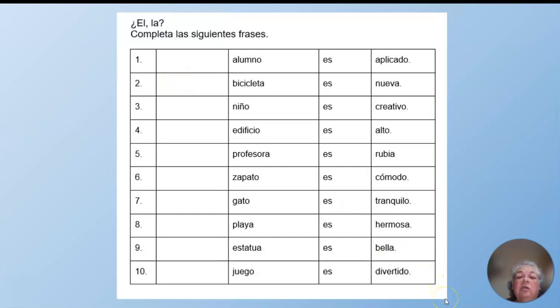Once you finish, just turn it in and let me know so that I can go ahead and correct it. And this is the class for today. I hope it was easy for you to understand. Tomorrow we will continue with more nouns. We will introduce the plurals, los and las, and we will move on from there.